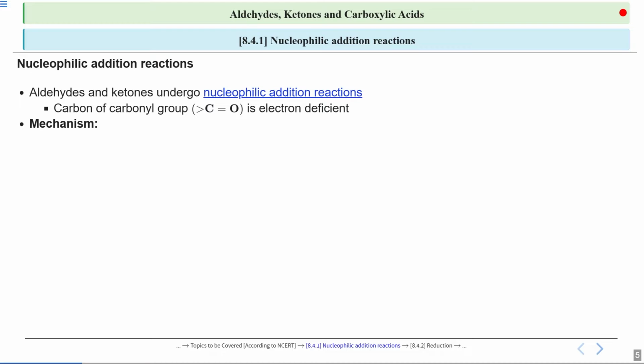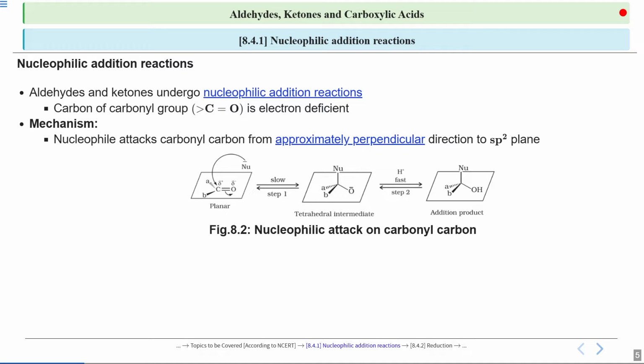Now let's look at the mechanism. When a nucleophile attacks a carbonyl carbon, it does so from a direction which is approximately perpendicular to the plane of the carbonyl group. Okay, so the direction is approximately perpendicular to the plane of the carbonyl group. This is because the carbonyl group is in an sp2 hybridized state, which forms a planar structure. Means everything is in plane.